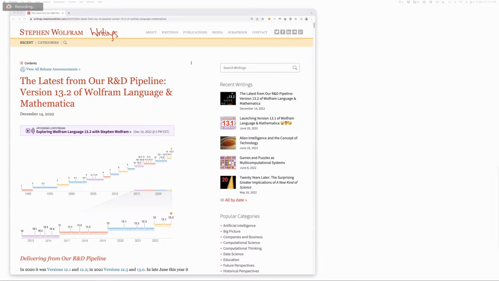So 13.2 is, by our standards, a fairly modest release. It's kind of a polishing, finishing type release for a bunch of features and a starting release for other features. Our strategy is to try to do 2 releases per year at this point, to give you all the benefit of the latest that we have achieved in our R&D pipeline.